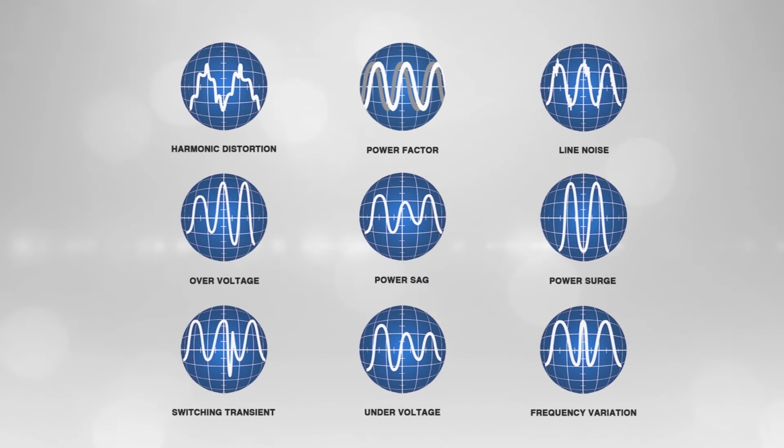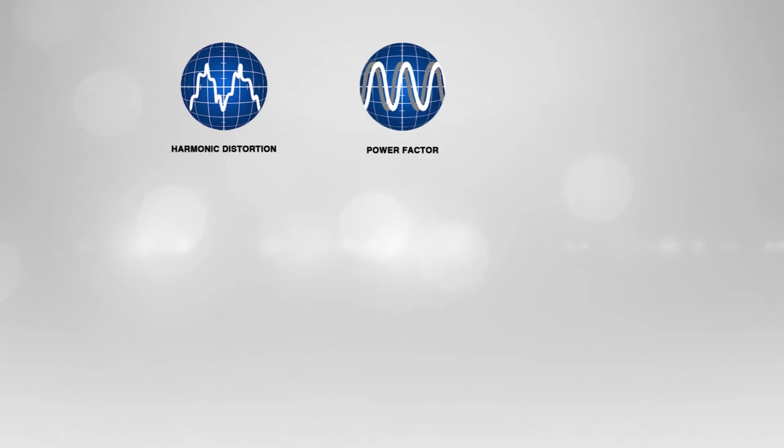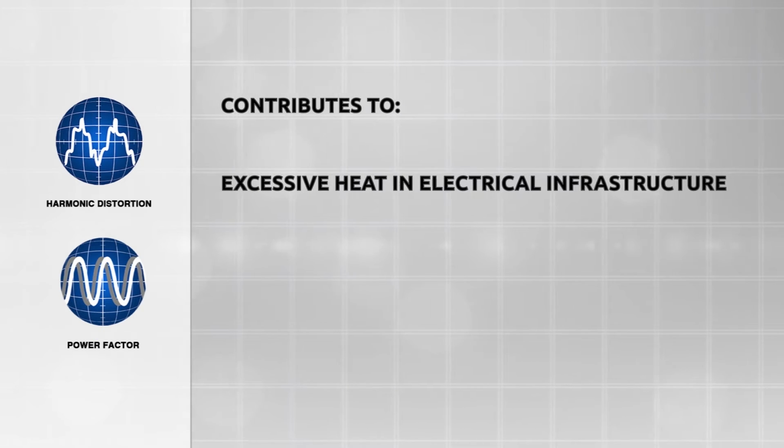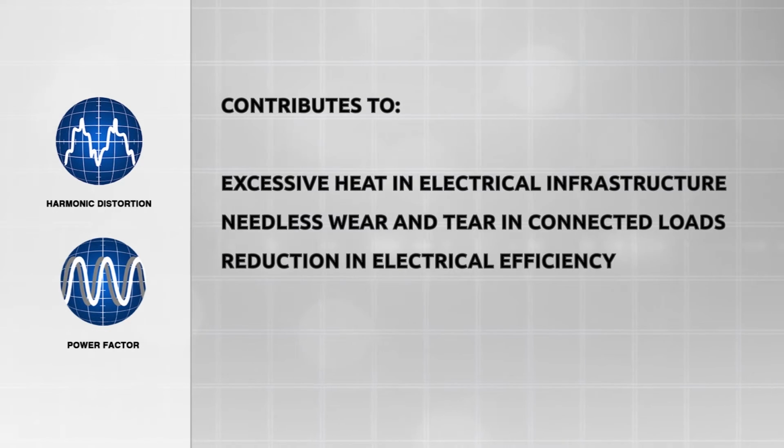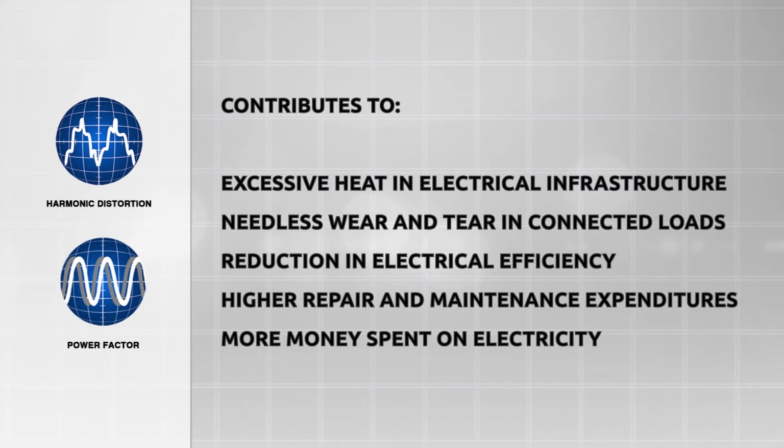There are many electrical distortions that force current and voltage waveforms from their ideal sinusoidal shape. The 2 most common distortions are harmonics and non-unity power factor. These 2 distortions are the largest contributors to excessive heat and needless wear and tear in the electrical network and to connected loads. The presence of them also impedes the electrical network efficiency, which results in higher repair and maintenance expenses and more money spent on wasted electricity.